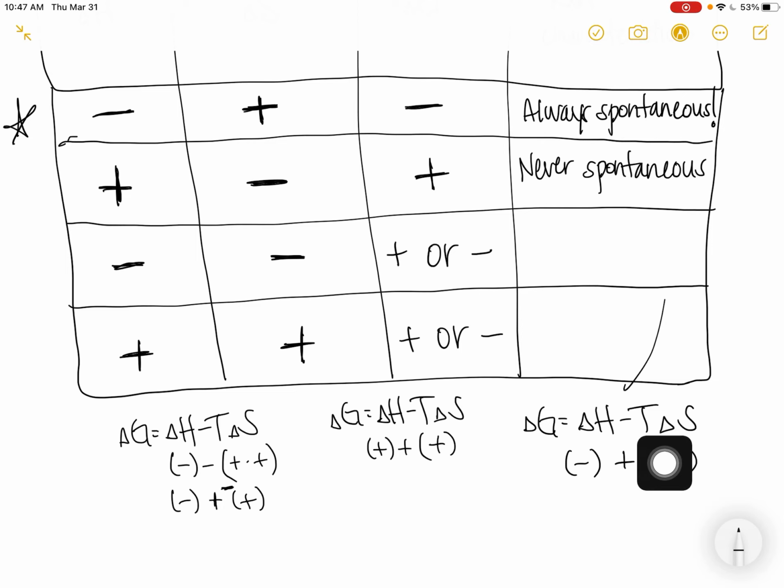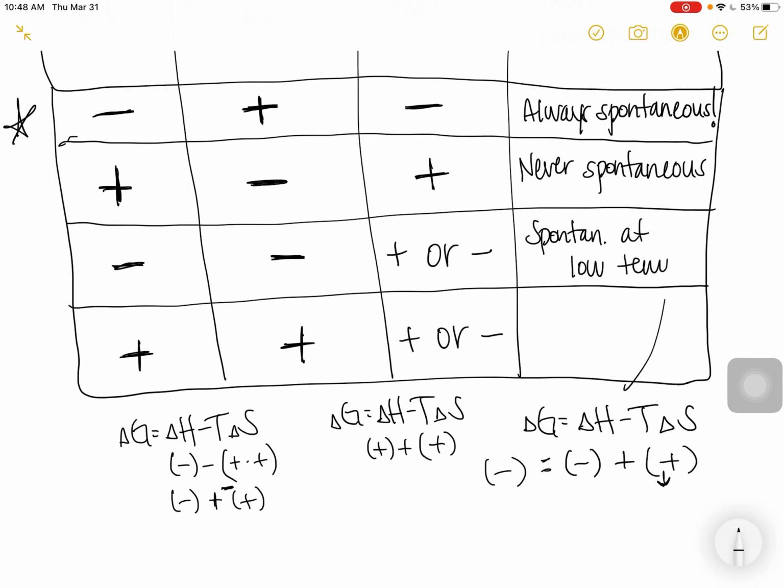This was my negative and my negative, delta H and delta S. So if I wanted delta G to be negative, well, then this value would have to be larger than this value, right? The negative would carry the number to be negative. So we say that delta G in this case will come out to be negative, but only when temperature is low, because if temperature is lower, this gives me a smaller value, resulting in a negative delta G. So we say that this is spontaneous at low temp.